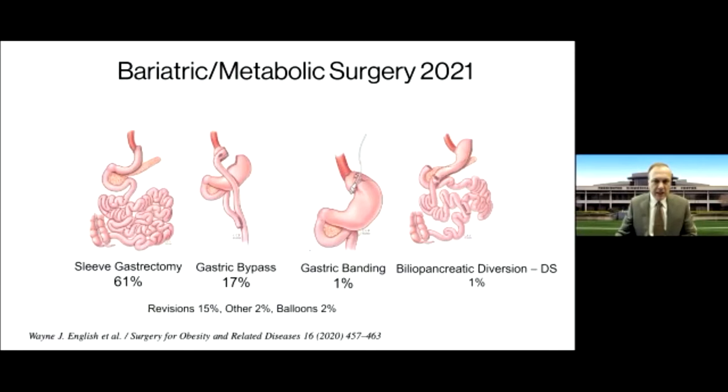So here we are in 2021 with the four common bariatric procedures performed throughout the world. Approximately 90% of the operations are either sleeve gastrectomy or some form of gastric bypass, either the Roux-en-Y construction or the loop bypass. And the gastric band is much less common, as well as the other malabsorption procedures like duodenal switch and the SADI procedure.